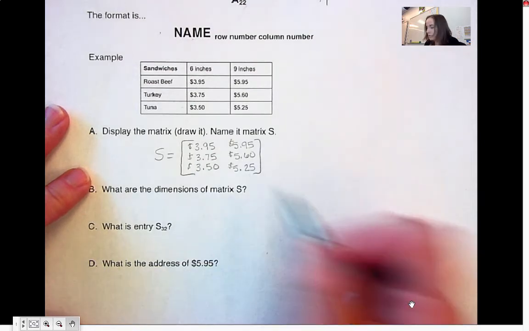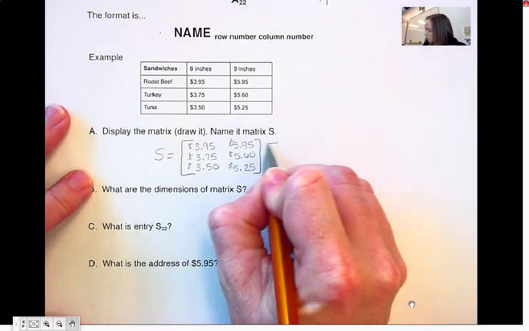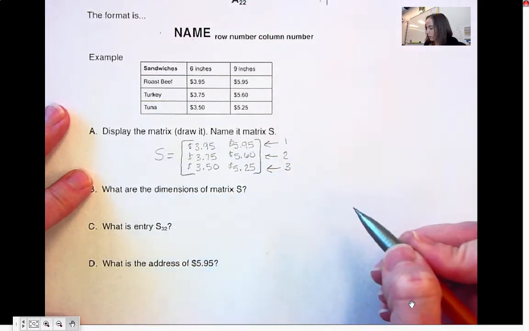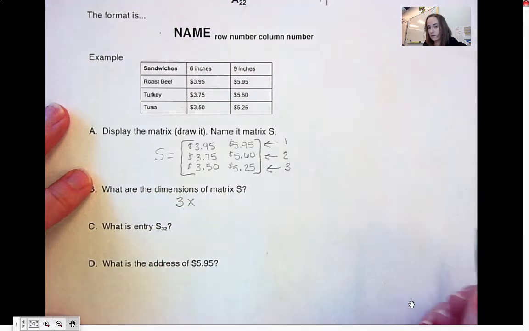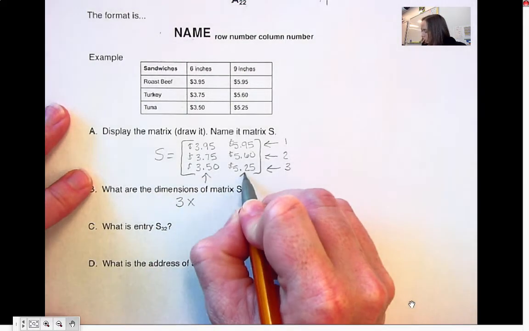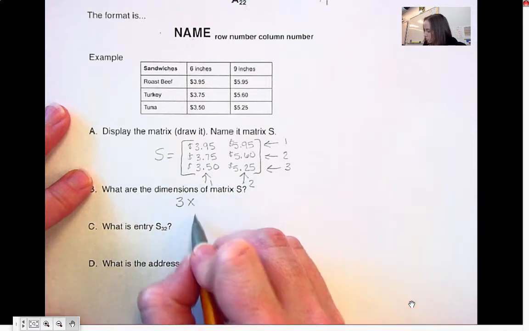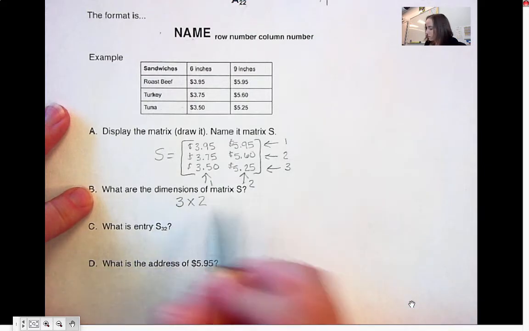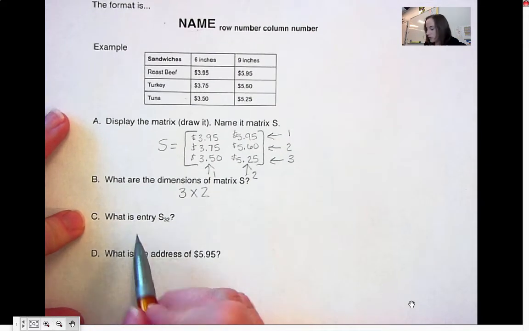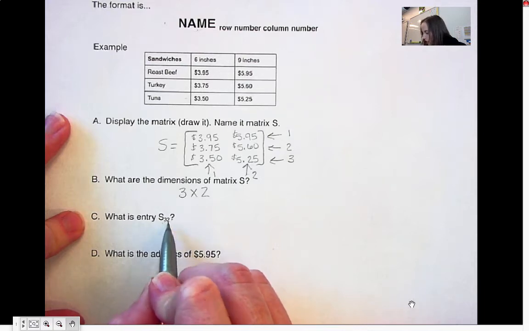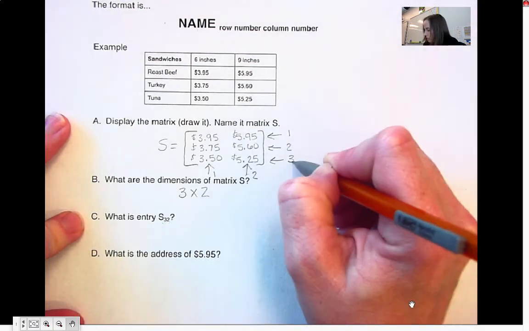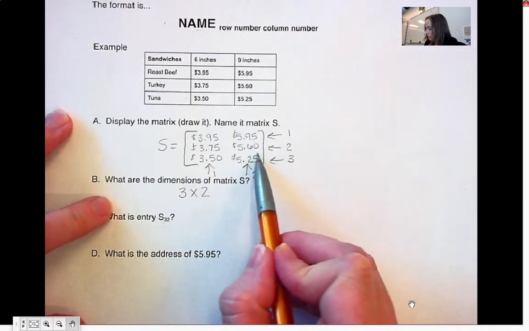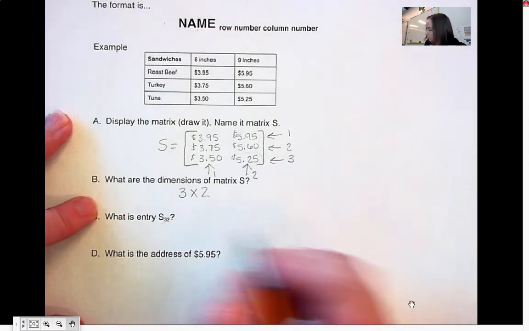Now it says, what are the dimensions of S? Well, 1, 2, 3 rows, so it's a 3 by 1, 2, 2 columns. So the dimensions of S are 3 by 2. Now it says, what is entry 3, 2? Remember, row then column. In row 3, this row here, column 2, we have $5.25.